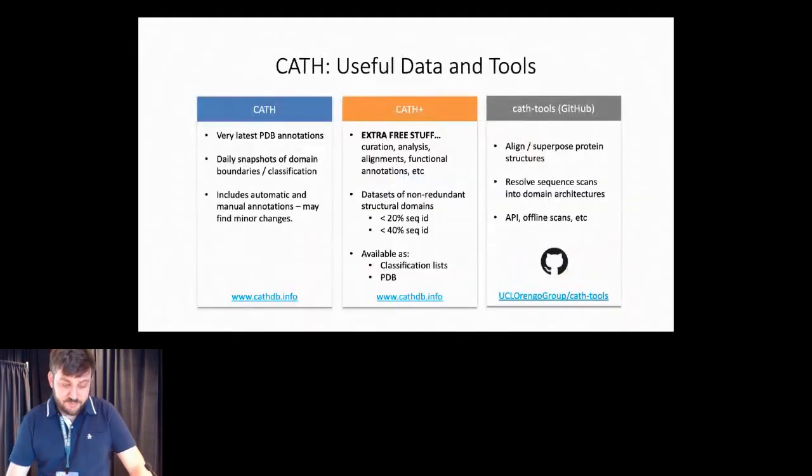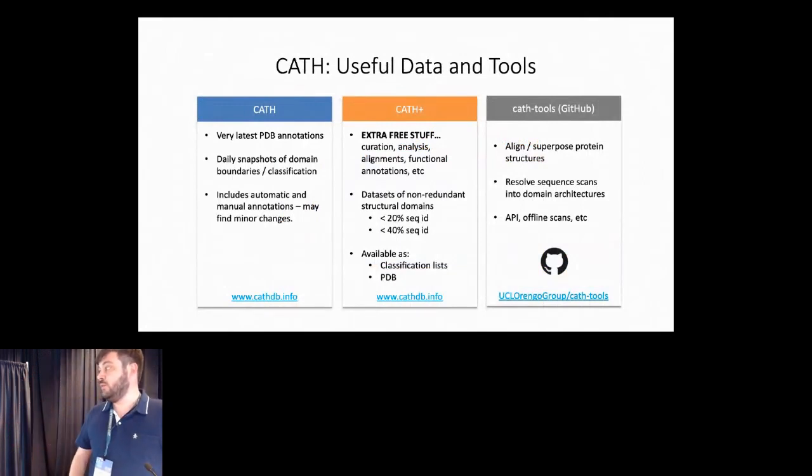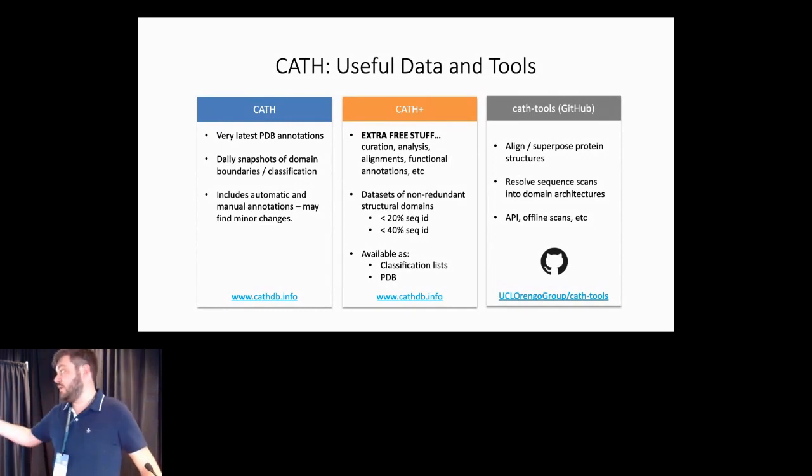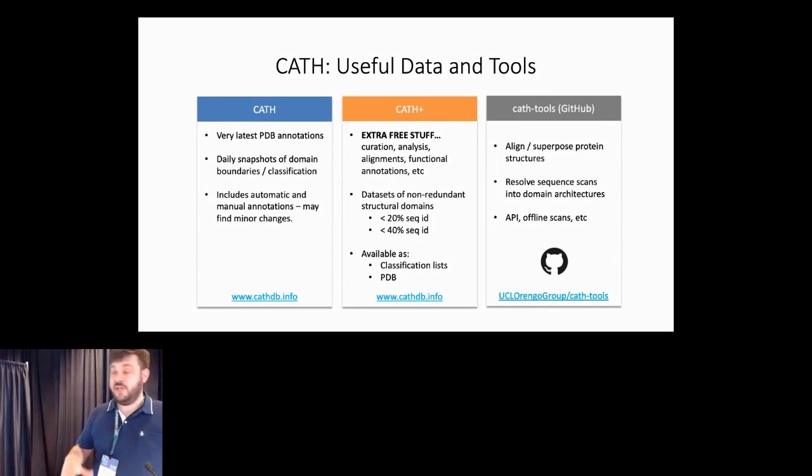With the rolling release every week, you have the very latest PDB annotations. We have some automatic and minor annotations, and sometimes you may find minor changes on a weekly basis. But whenever you have the CATH Plus release, you have a lot of additional material, which is extra curation and some additional analysis. All this data is then shown on web pages, and we also create and distribute data sets of non-redundant structural domains at 20% sequence identity and 40% sequence identity. We make them available both as PDB files and also as classification lists.